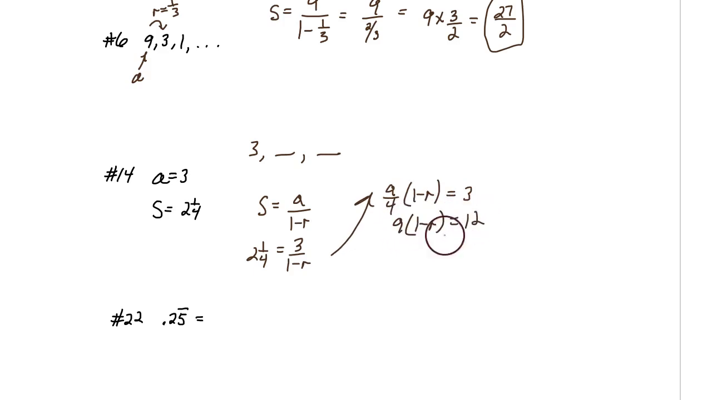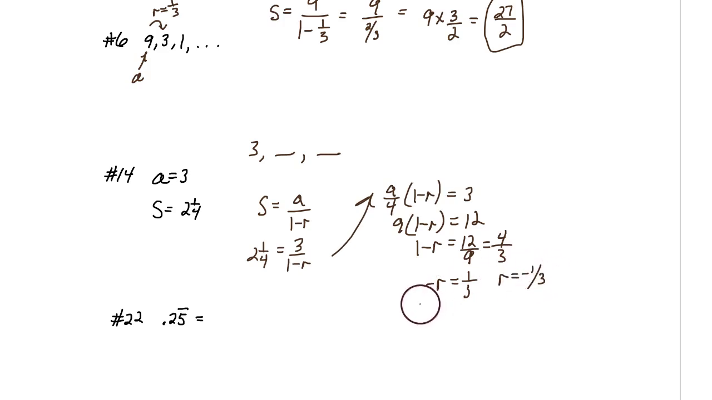Now there's a 12. Now we can divide by 9. So 12 divided by 9 makes 12 over 9, which does reduce to 4/3. Next up, subtract 1 from both sides. So negative R is equal to 1/3. Therefore, R equals negative 1/3.